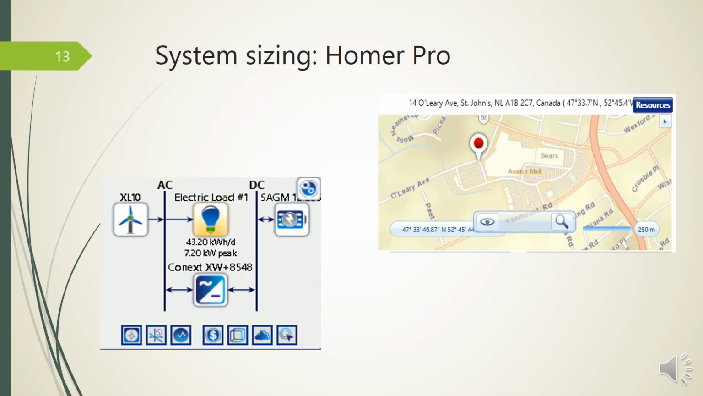I've used HOMER Pro for sizing the system. HOMER is software that provides the ability to design hybrid systems, and it uses real data from a NASA website for wind or solar resources.